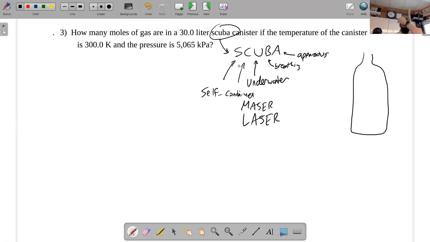You can still breathe. All right, so anyway, you got this canister. You got 30 liters of gas, and the temperature is 300 Kelvin, and the pressure is very high, 5065 kilopascal. So how many moles of gas?